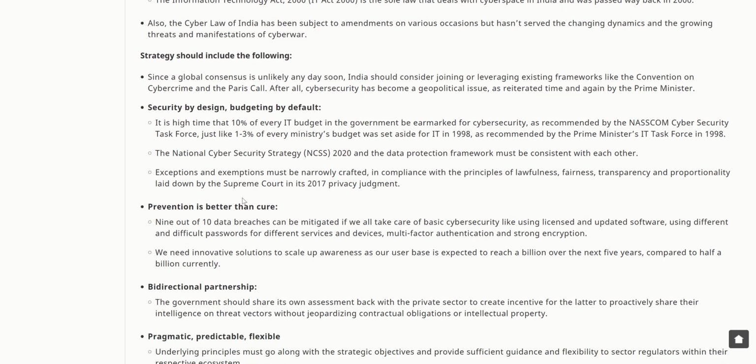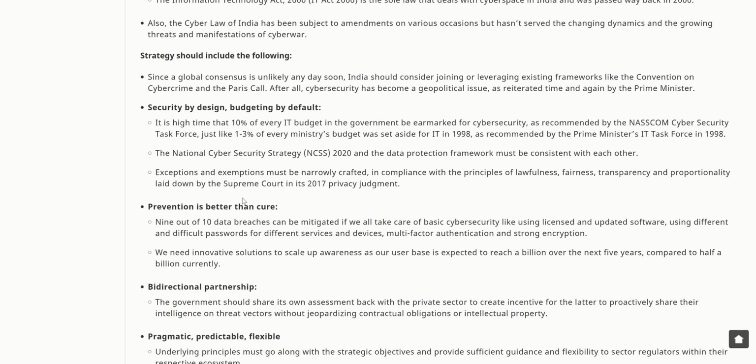Strategy should include the following. Since a global consensus is unlikely any day soon, India should consider joining or leveraging existing frameworks like the Convention on Cybercrime and the Paris Call. After all, cybersecurity has become a geopolitical issue, as reiterated time and again by the Prime Minister.